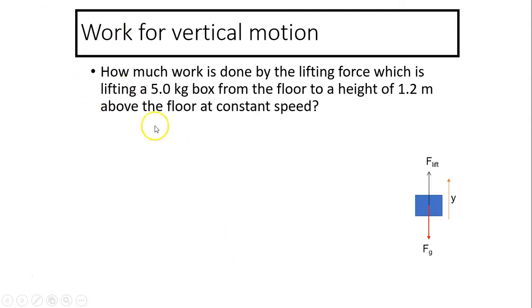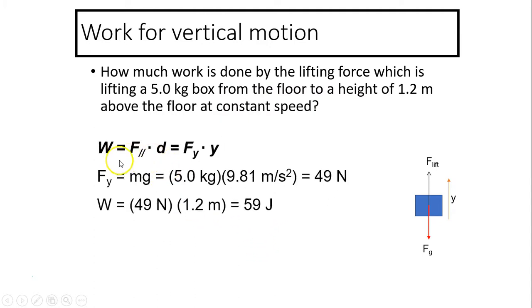Work for vertical motion. How much work is done by the lifting force, which is lifting a 5 kilogram box from the floor to a height of 1.2 meters above the floor at constant speed? Well, work is F parallel times d. In this case, F parallel is Fy times the vertical displacement. What is Fy? Fy has to be the weight, m times g, which is 49 newtons. So 49 times 1.2, you have 59 joules of work.